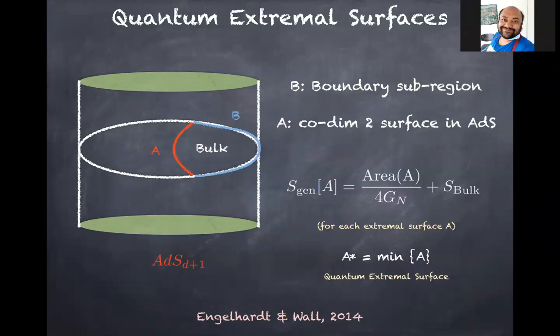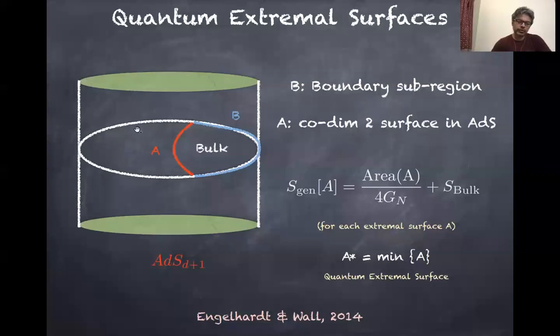Once you talk about the entanglement between the two sides of A, you have to consider some kind of reduced density matrix. You have to partially trace over one side and then write down the von Neumann entropy. That's right. So I'm tracing over all the degrees of freedom, for example, which are on the left of this red arc.